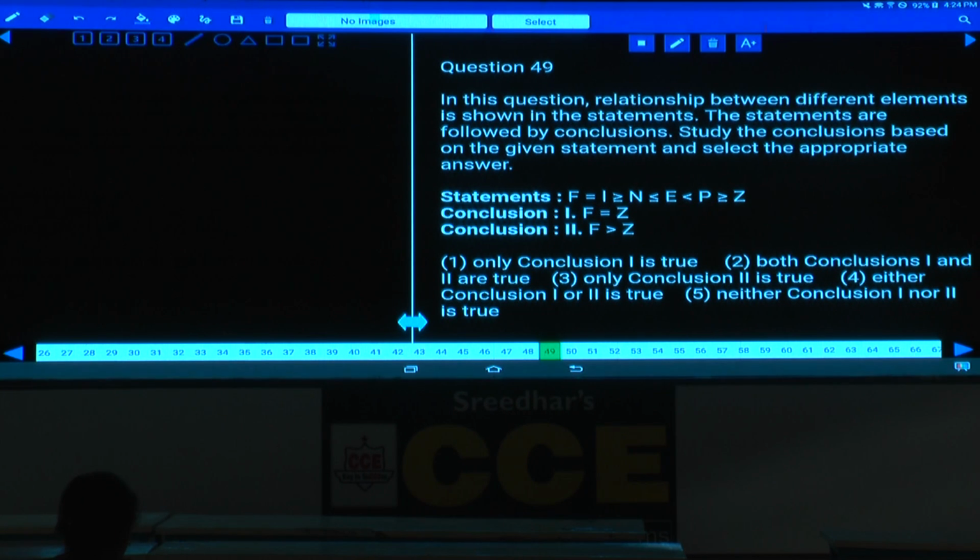Then question number 49. Now the relation between F and Z. F is here, Z is here. Now between F and Z, if you observe here, there is 1 greater than, 1 lesser than, two opposite symbols, hence no relation can be drawn between these two. Then neither 1 nor 2, that is choice 5.